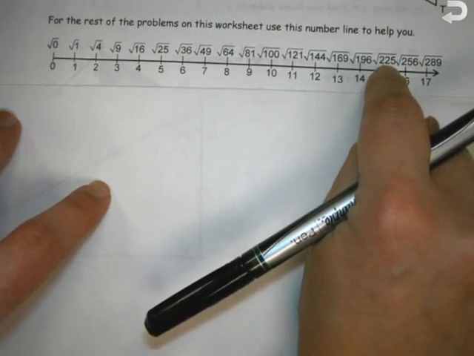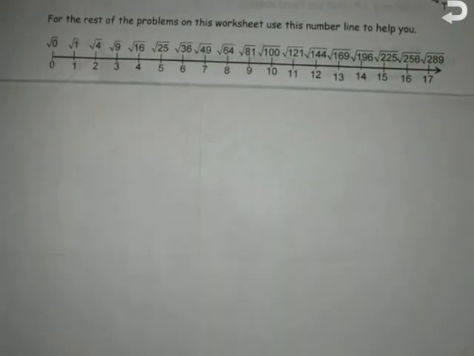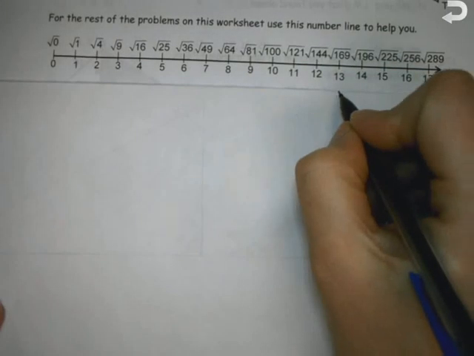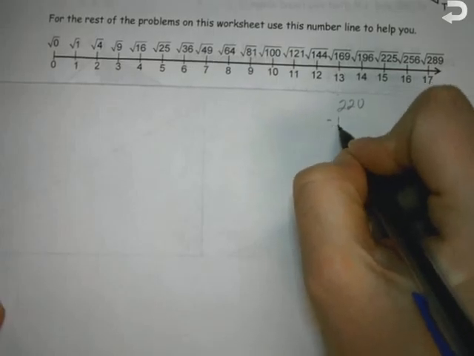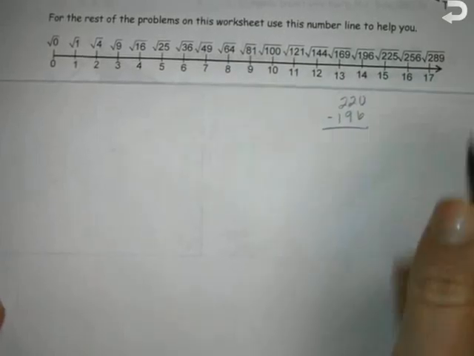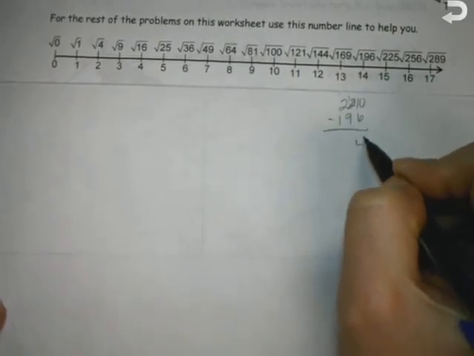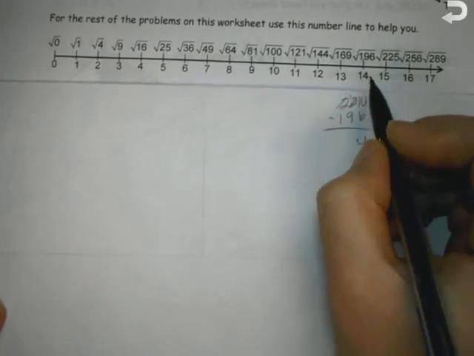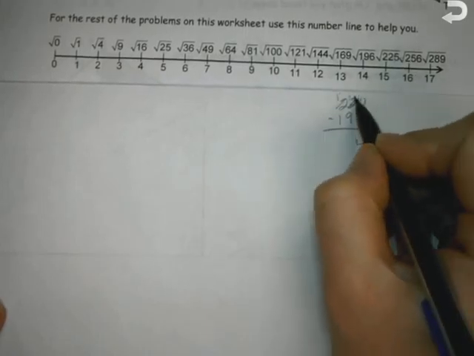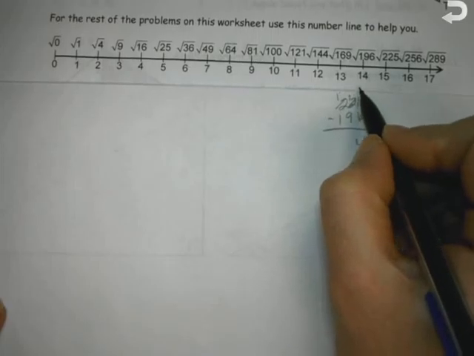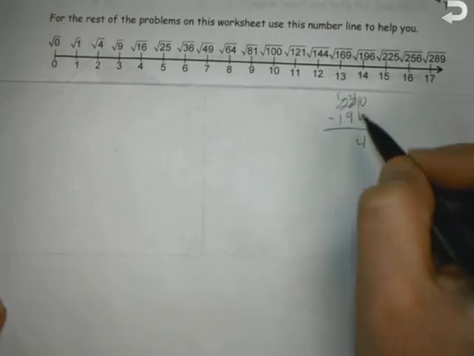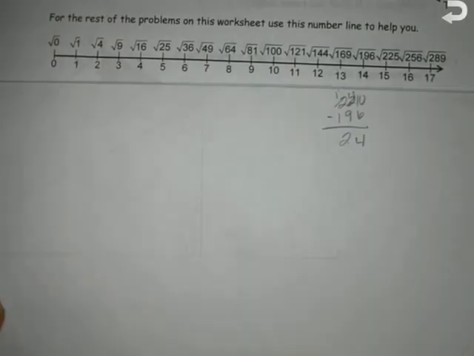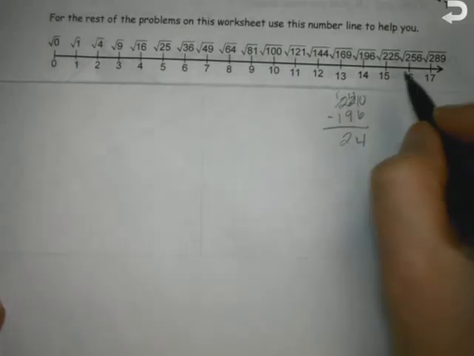Okay, let's think about it, ladies and gentlemen. What is 220 minus 196? 4. Becomes a 1, and this becomes a 11, right? 24 points away. Okay, what about 225 minus 220?